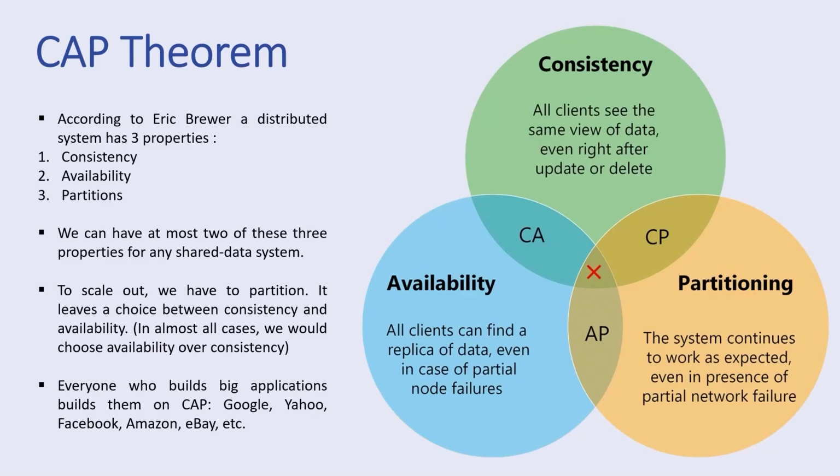As we can see in the diagram as well, it depicts that we cannot have all three properties at the same time. At most, we can have only two properties at the same time, either consistency or availability or partitioning.